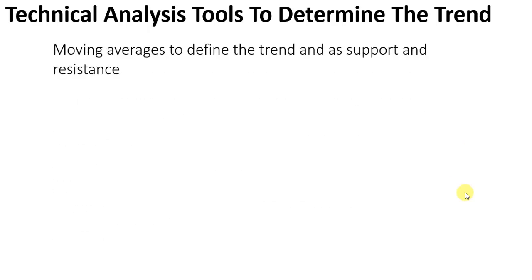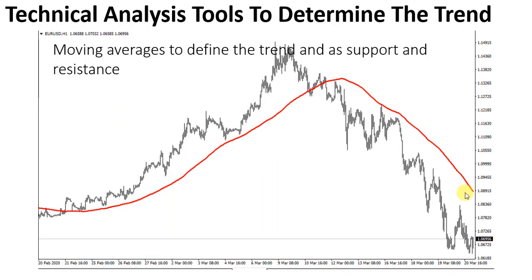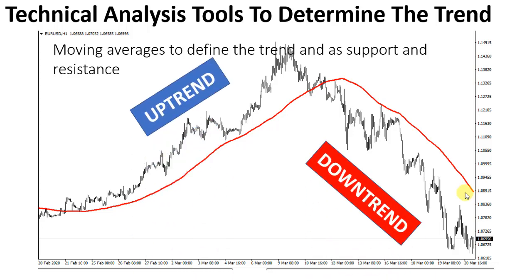The old moving average, we are going to use it to define the trend and as support and resistance. When you look at this chart, you can see two clearly defined trends. One is the uptrend, and the other is the downtrend. So moving averages are very good when there's a defined trend. So it's great to use it.